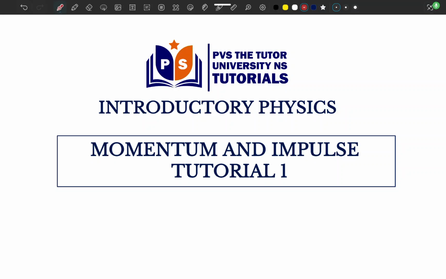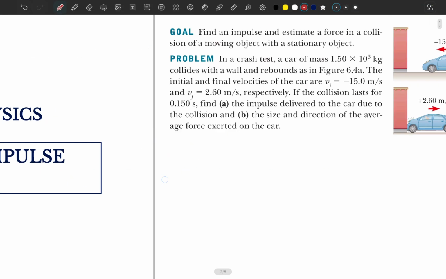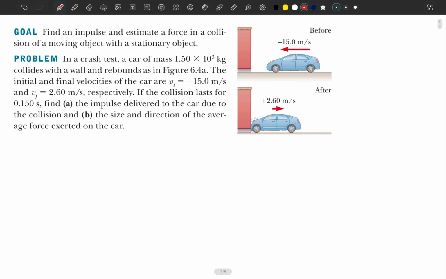Welcome to another tutorial under momentum and impulse. We look at tutorial number 1. Question. The goal of this question is to find the impulse as well as an estimate of a force in a collision of a moving object with a stationary object. In this scenario, our stationary object is actually this object there. And the moving object is this car.